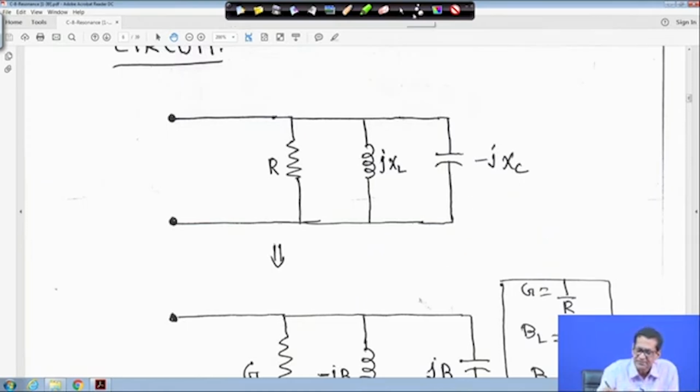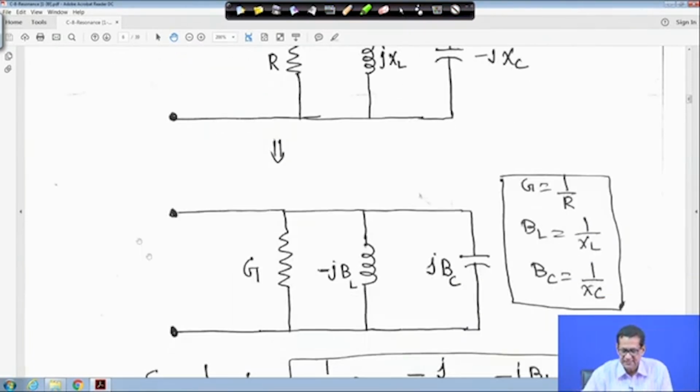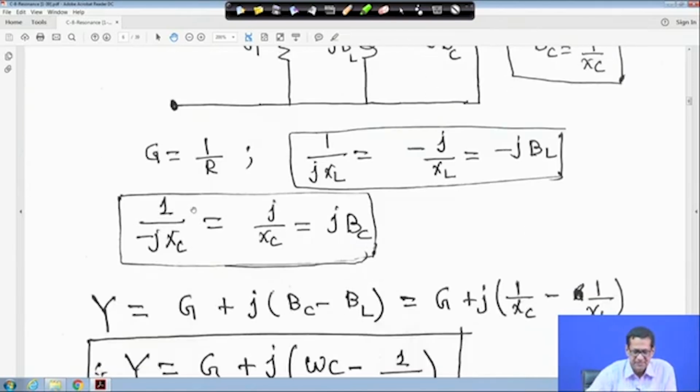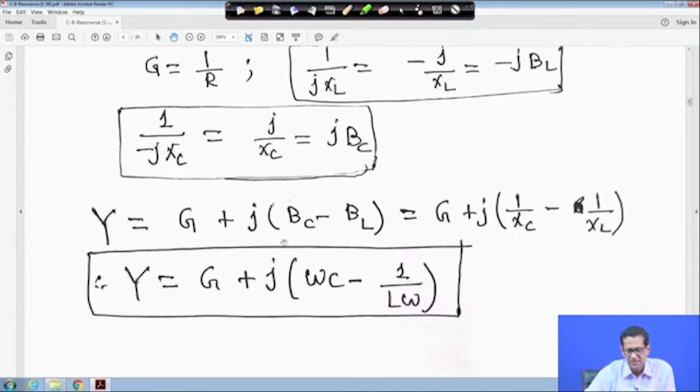So that is why here we are writing minus jBL. Similarly, the capacitor will become jBC, it is plus, where BC is equal to 1 upon XC, and G is equal to 1 upon R. Similarly, 1 upon minus jXC is equal to j upon XC, multiplying numerator and denominator by j, that is jBC. So admittance Y is equal to G plus j(BC minus BL), which is G plus j(1 upon XC minus 1 upon XL). That means Y is equal to G plus j(omega C minus 1 upon L omega).